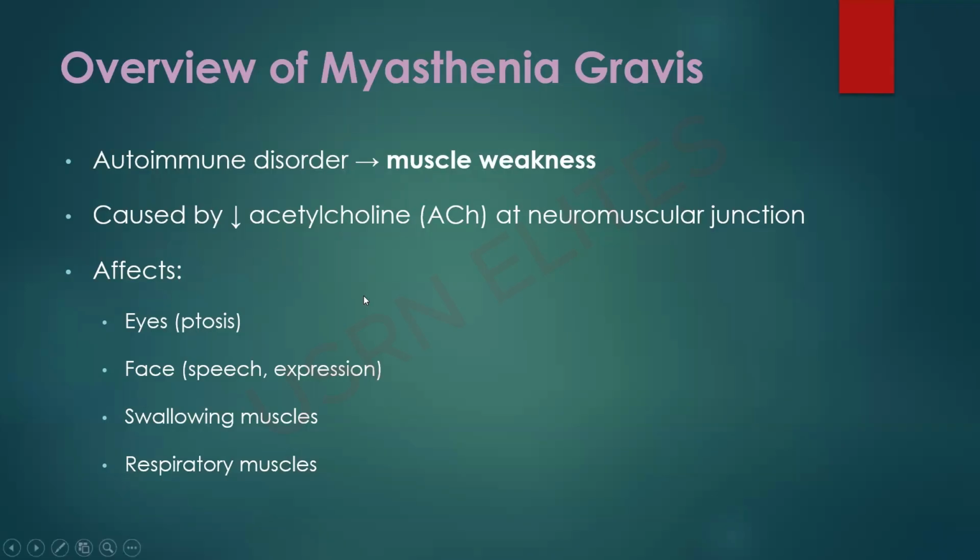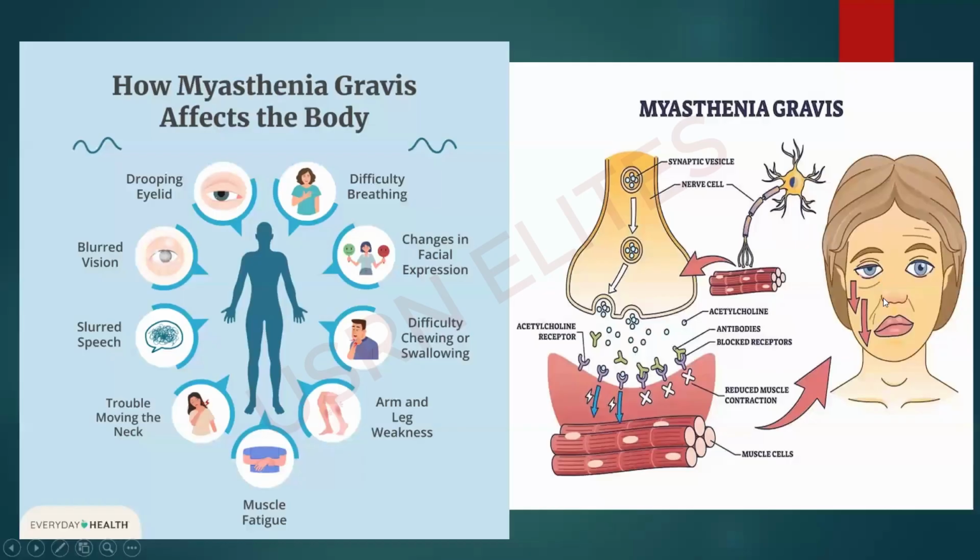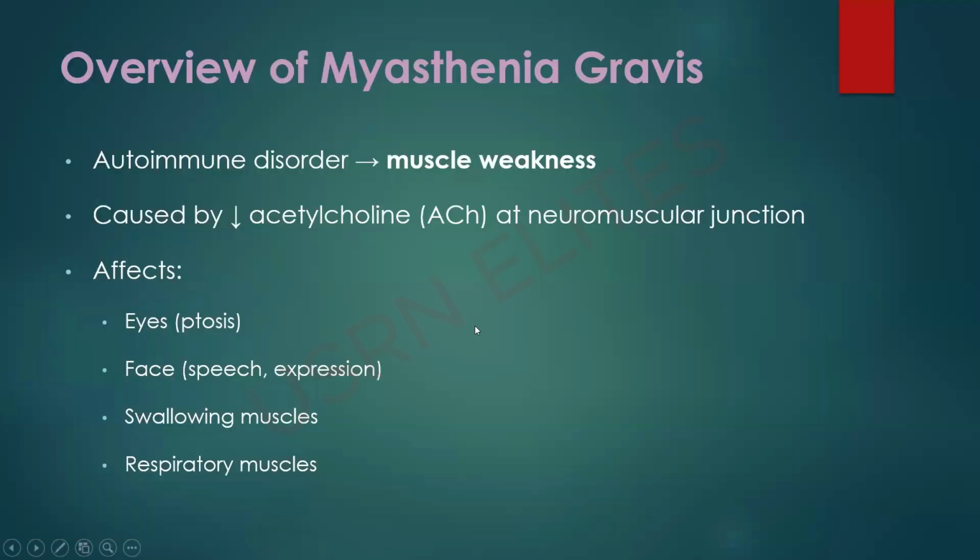All right. Now let's look at over here. We are saying that you have acetylcholine decreasing at the neuromuscular junction. That's what's happening here. It affects the eyes, causing ptosis. So this thing you see is called ptosis, the eye drooping. And you can have your face and speech expression affected.